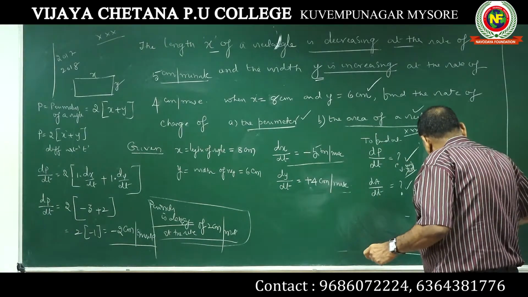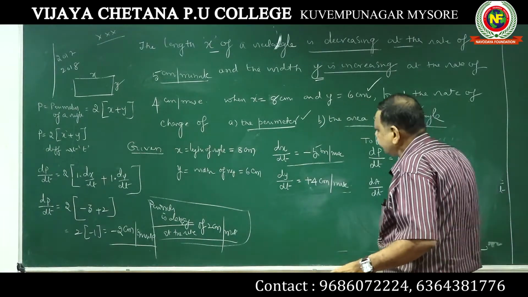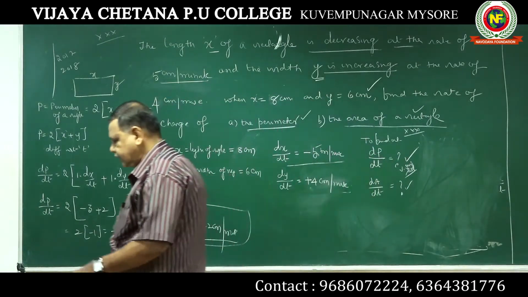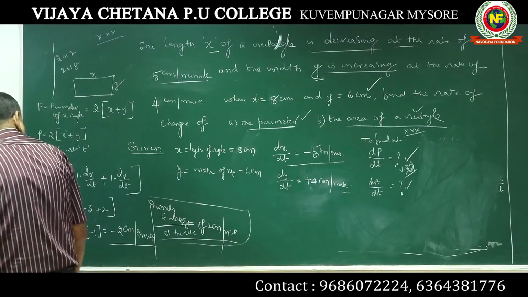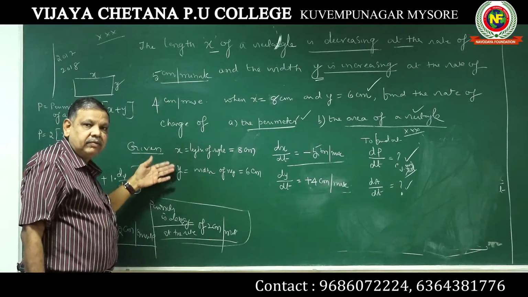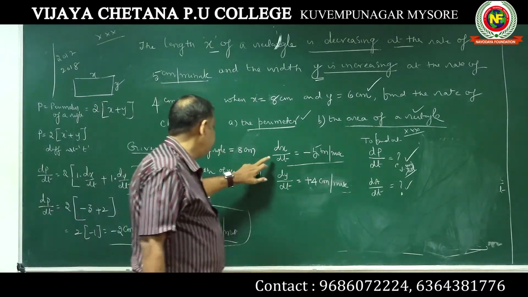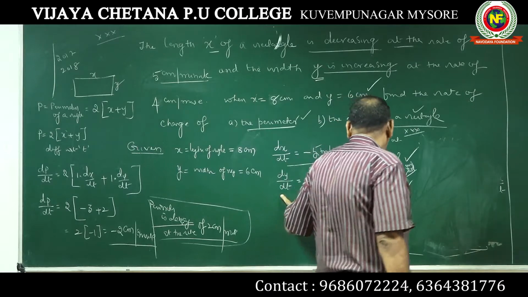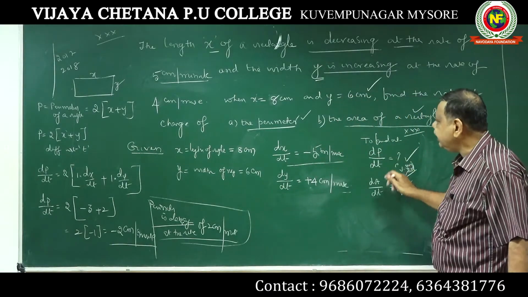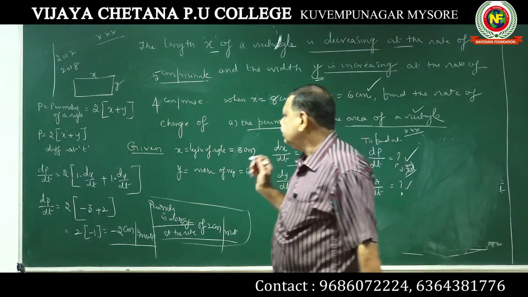So these are the things they are asking: dA by dt, dP by dt. Now we take this problem, write down x, y, dx by dt and dy by dt. Now what are the things to find out? dP by dt, dA by dt. These are the things you have to find out.